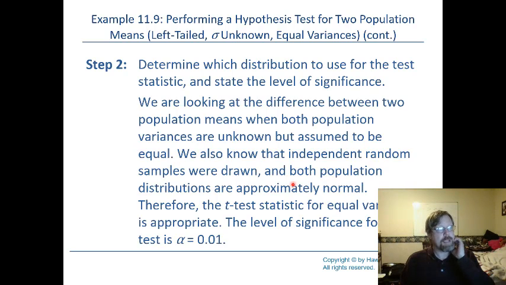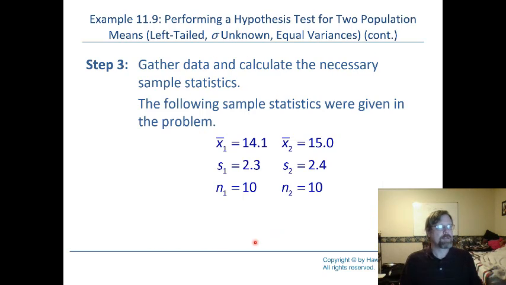Okay, we're looking at the difference between two population means. We don't know the population variance, but we're assuming it's equal between the two populations. They're independent random samples. We're assuming the population distributions are approximately normal. So we're using t-test for equal variances. The level of significance given was 0.01. So we can gather our data. We've got means of 14.1 and 15, standard deviations of 2.3 and 2.4, and sample sizes of 10 in both cases.